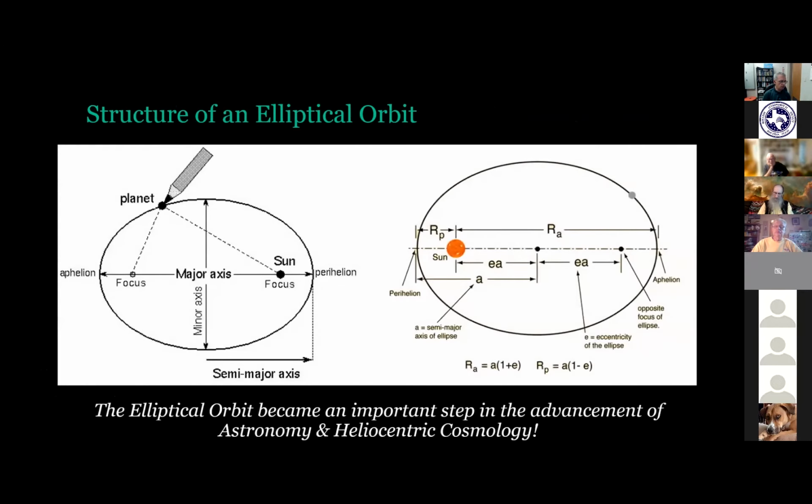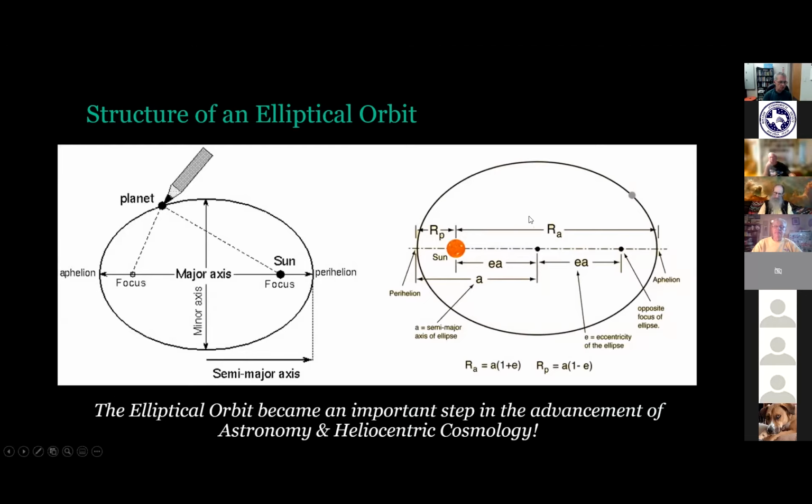Now, the structure of an elliptical orbit, this was a very important advancement in astronomy and heliocentric cosmology. Now, Nicolaus Copernicus thought of the planets as in nice circular orbits, but of course, Johannes Kepler looked at the data from a Danish astronomer, Tycho Brahe, and found that the planets are in these elliptical orbits.